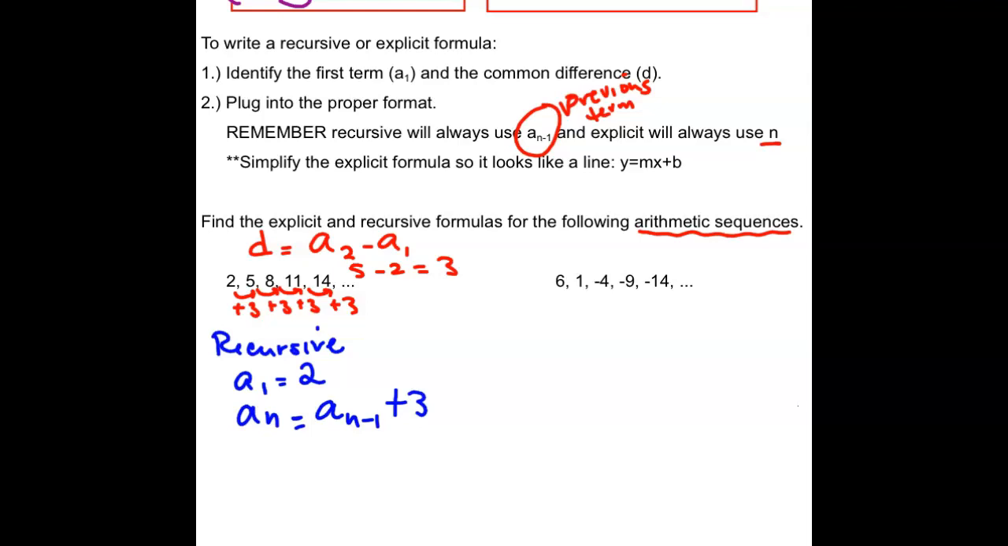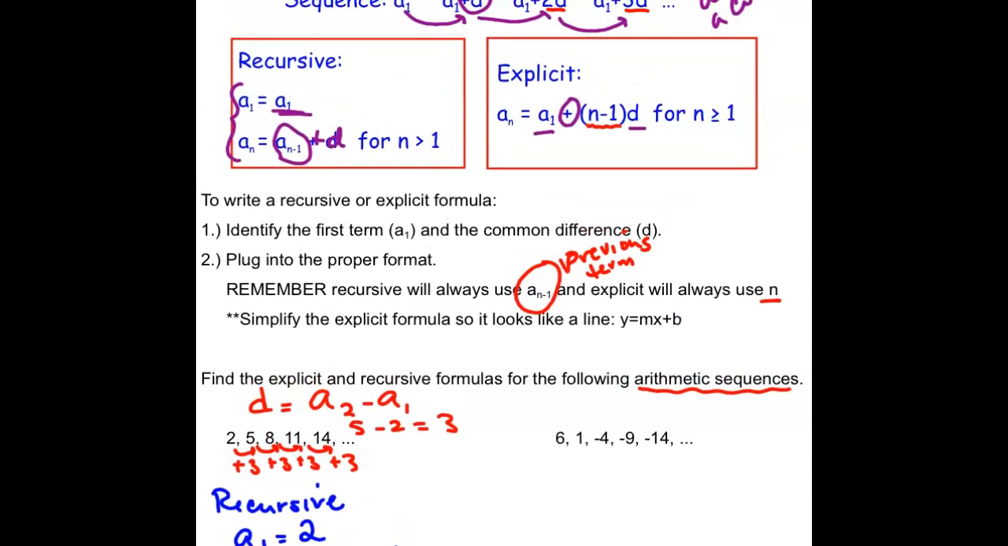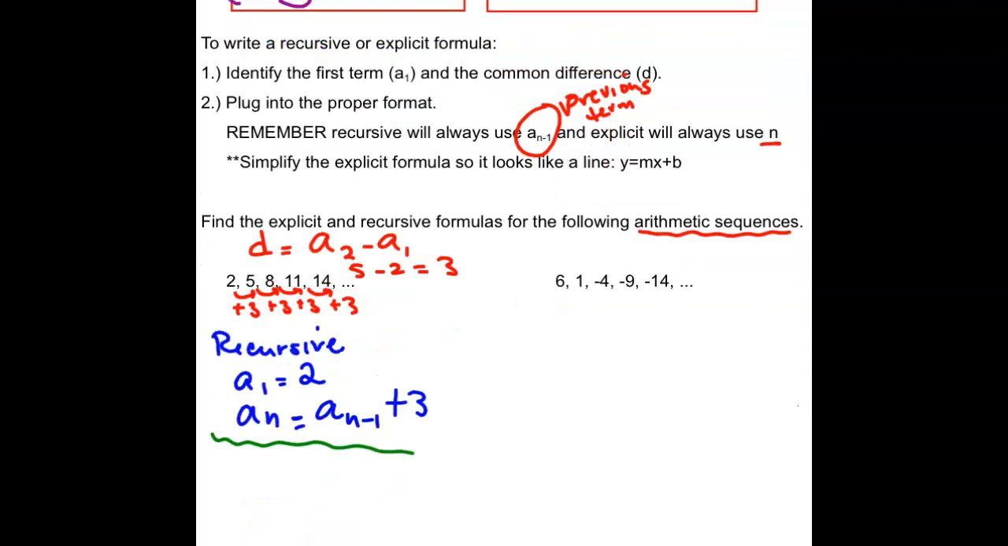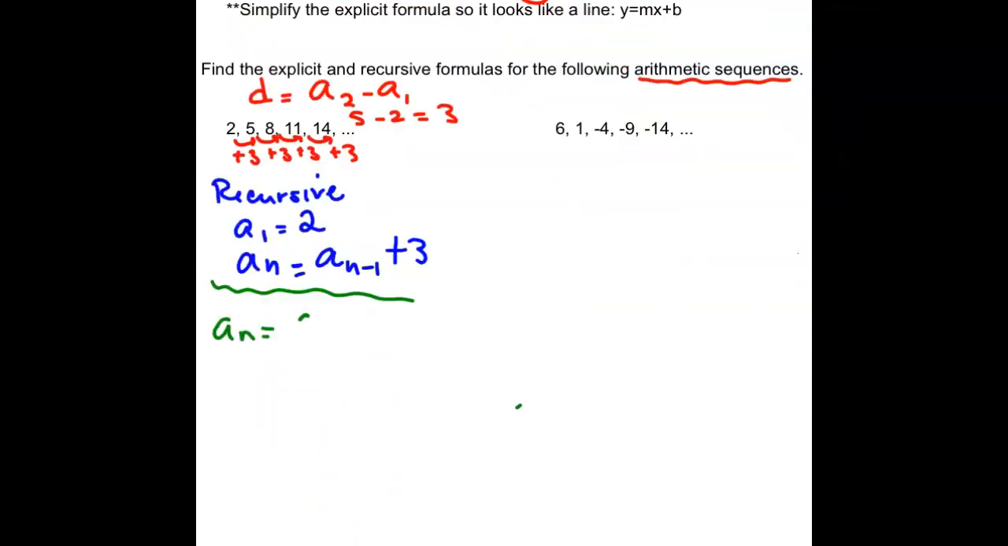Okay? Now, they also asked me to write an explicit rule for this, or an explicit formula. So to do that, we're going to go back to our formula. It says, to find any term in my sequence, I take the first term and I add to it my common difference, but I do that n minus 1 times. So a sub n equals the first term plus n minus 1 of those common differences. Okay? Well, I know my first term is a 2, and I know my common difference is a 3.